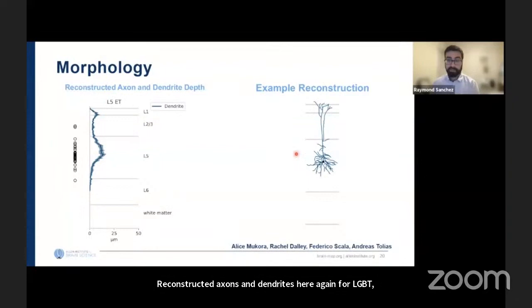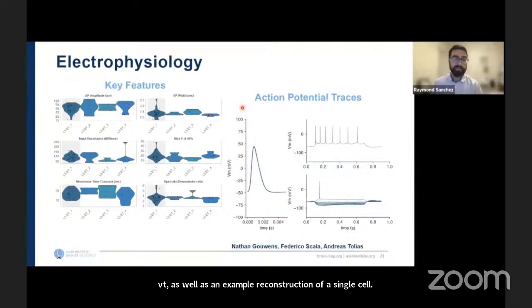Drawing on the same PatchSeq dataset, we can display information about electrophysiology. Here are some key features that are summarized, such as action potential amplitude and input resistance, as well as some example action potential traces plotted and displayed.